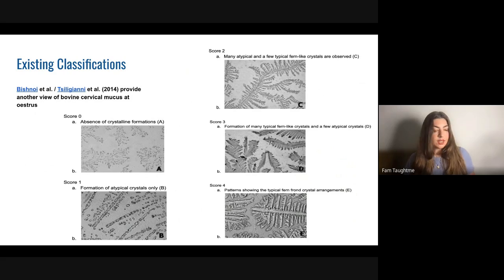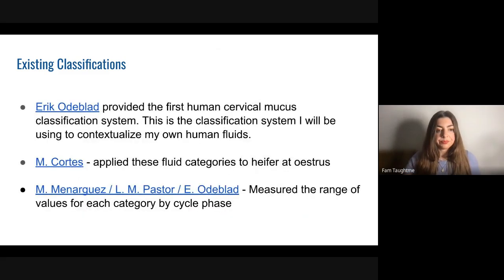Here's some other existing classifications. This one was from 2014, also looking at bovine mucus. So there's basically been a couple different studies that try to create these categories for the bovine mucus. And then Eric Odeblad provided the first human cervical mucus classification system, and that's the one that I use in the study. There's also M. Cortez, who applied these fluid categories to the cow at estrus. So he took Odeblad's categorizing of the human fluid, but then applied it again to cows.